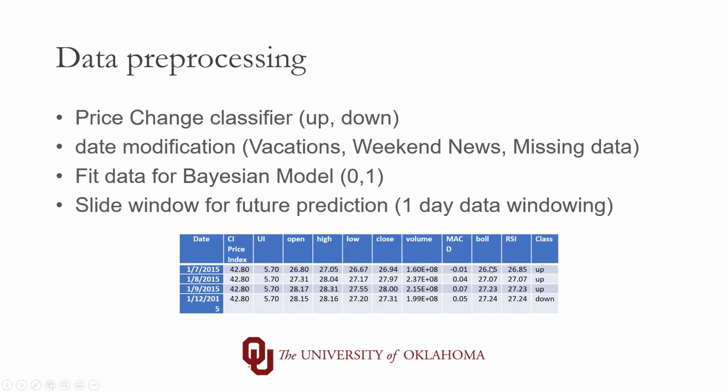MACD, Bollinger, RSI, and we have many other indicators which I didn't add here, because MACD has two bands and Bollinger has two bands, and there is the SMA moving average, which is really important. When they cross each other, it will give an indication to buy or sell.